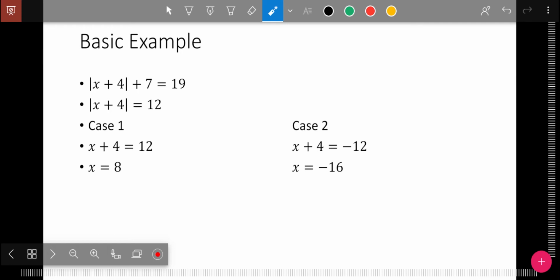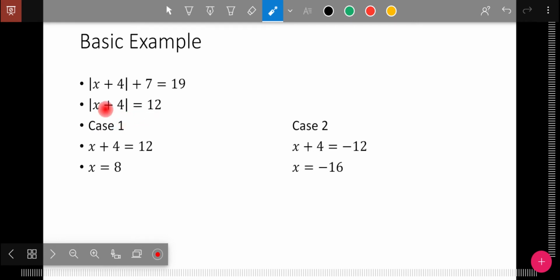And so let's walk through those steps again. This is my problem. The absolute value of x plus 4, plus 7 equals 19. So I minus 7 to both sides. I have to get the absolute value part by itself. And then I turn it into two cases.